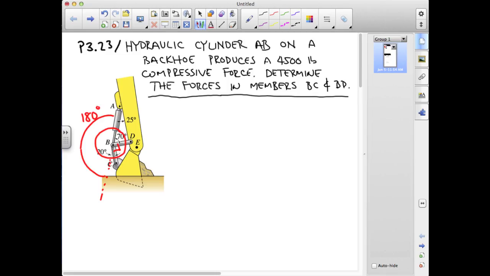On that basis, then, it's most natural to establish a coordinate system that's actually aligned with BC and BD. That's its own mutually orthogonal system. I'm going to call the axis that goes through BD X, and I'll call this positive axis Y. So in an XY system, this is going to be aligned with BC, and this is going to be aligned with BD. And then the force that's provided by the compressive member, the hydraulic cylinder AB, is going to be pushing into that joint.